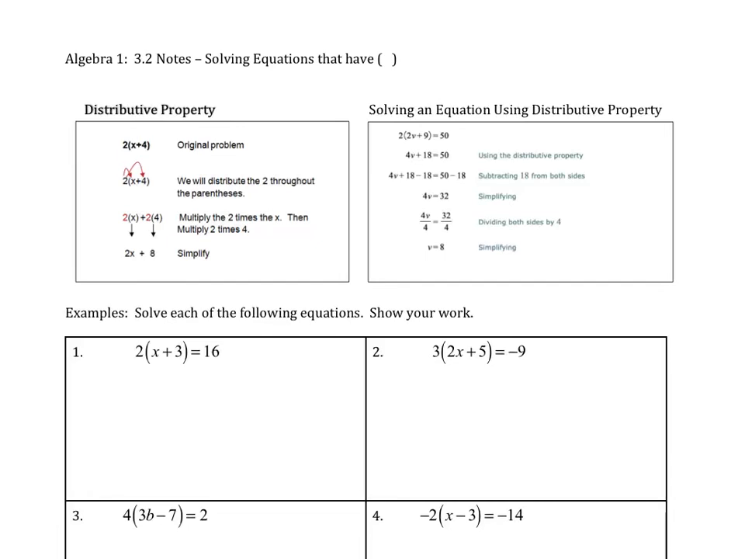Hey guys, so we're moving on to the next set of notes in Unit 3. And remember, Unit 3 is all about solving multi-step equations. So now I'm going to teach you how to solve equations that have parentheses.